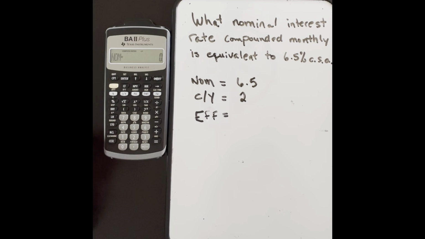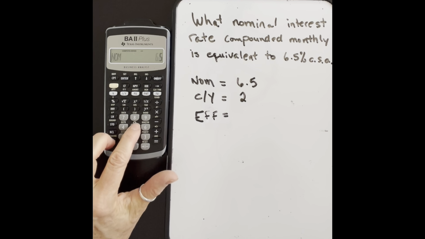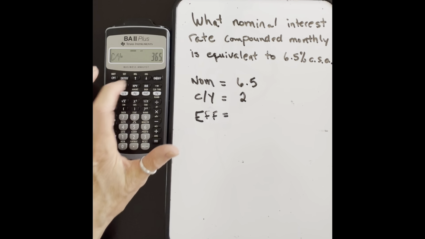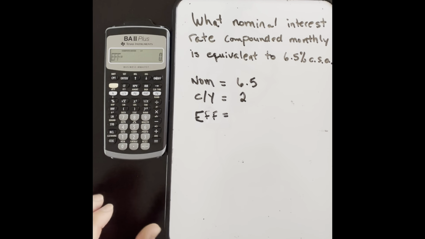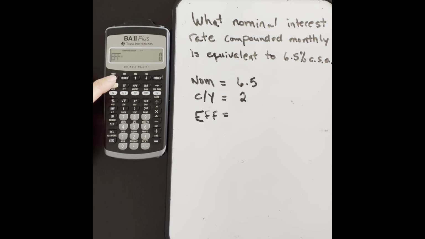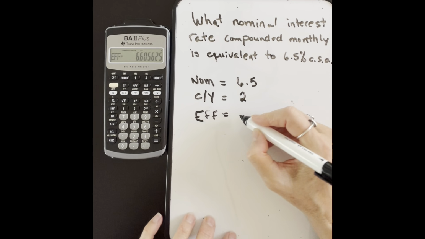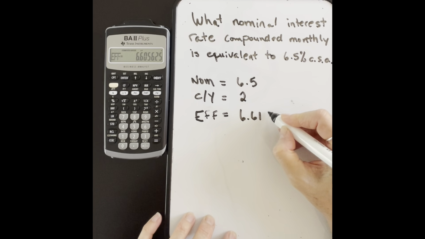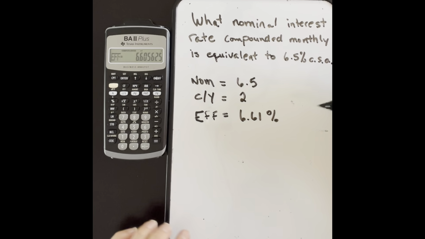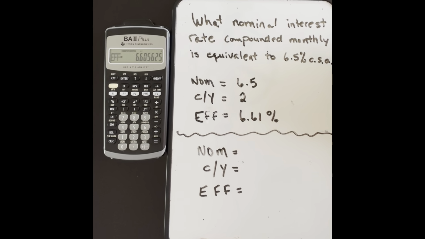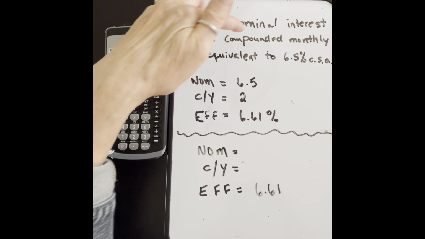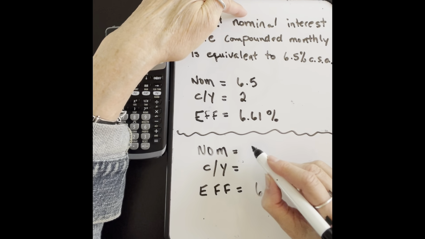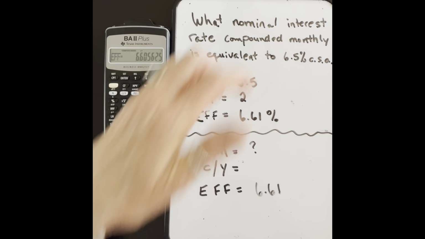So we're going to clear. So nominal is 6.5, enter. Compound periods per year is 2, enter. Let's compute the effective interest rate. 6.61%. And we'll leave it exact. I'm just going to write it down, round it off. Now what you're going to do is take that effective rate of 6.61, and you want to know what nominal rate it's equal to if it's compounded monthly.